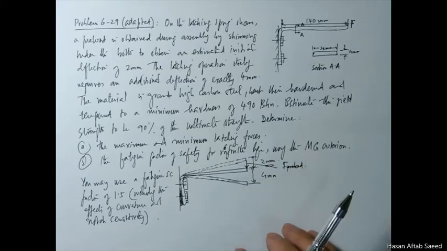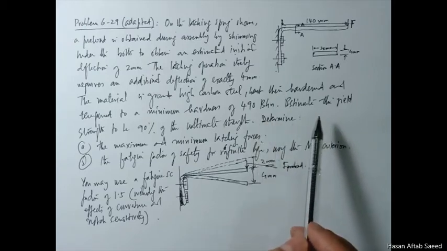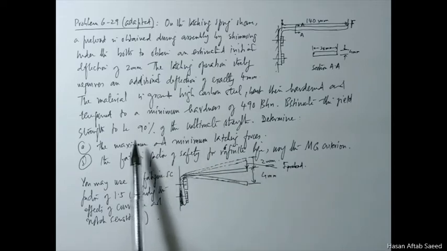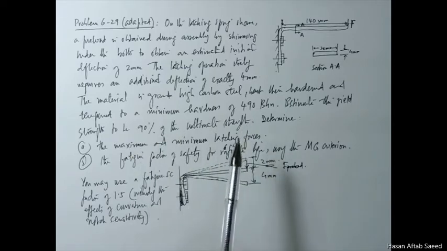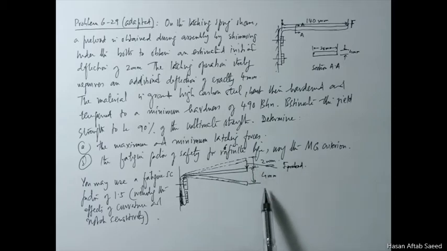The material is ground high carbon steel, bent, then hardened and tempered to a minimum hardness of 490 Brinell. If you know the Brinell hardness number, it's rather easy to calculate the SUT, so no problem there. Estimate the yield strength to be 90% of the ultimate strength. If you know the ultimate strength, then it's very easy to find the yield strength because it's given. Now, determine the maximum and minimum latching forces. We know the maximum and minimum deflections, 2 and 6 millimeters, but what are the forces corresponding to these deflections? That is part A. Part B, the fatigue factor of safety for infinite life using the modified Goodman criteria.